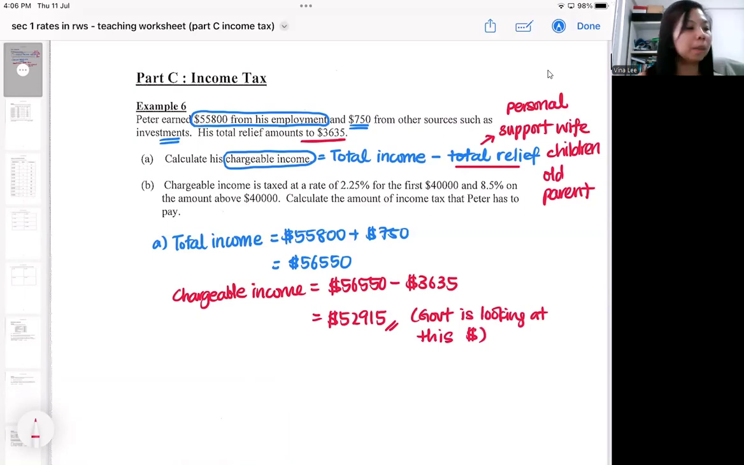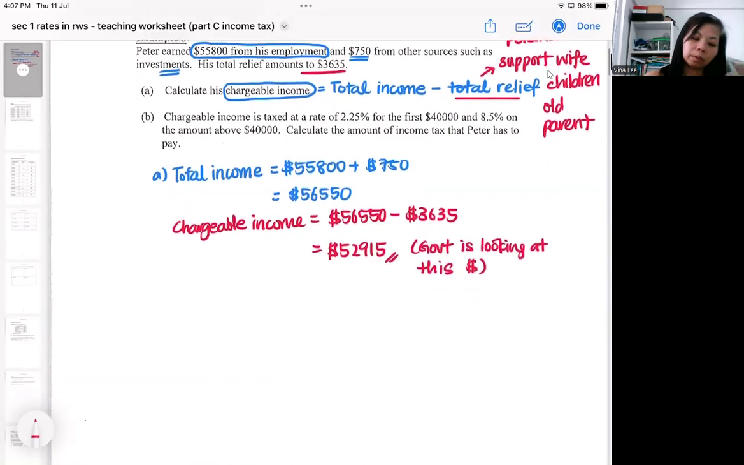So chargeable income is not just the total income. You need to subtract away the relief. Okay, so this is a formula that you must remember. Then the next one.